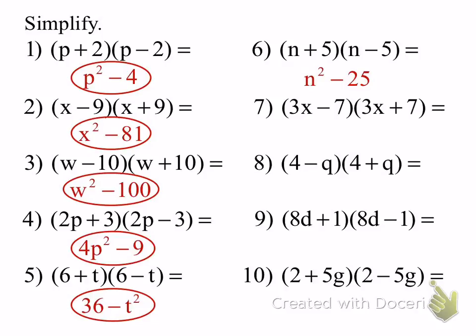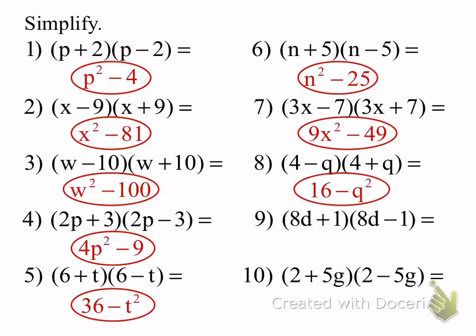Next one, Yali. Good. Next one, please. Fareed. 16 minus q squared. Good. Next one. How about Arun? 64d squared minus 1. And Griffin, the last one? 4 minus 25g squared. Perfect. You get the idea?